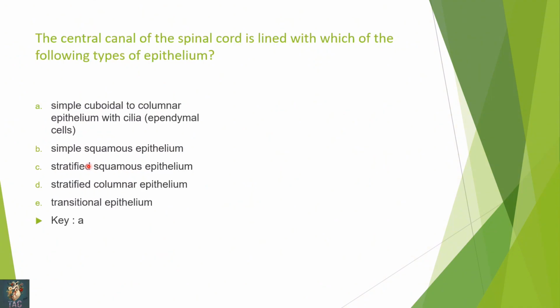The central canal of the spinal cord is lined with which of the following types of epithelium? We all know that the central canal is lined by simple cuboidal to simple columnar epithelium with cilia, and this is the correct option. These are ependymal cells which are lining the central canal.